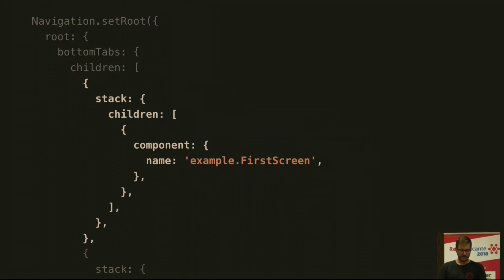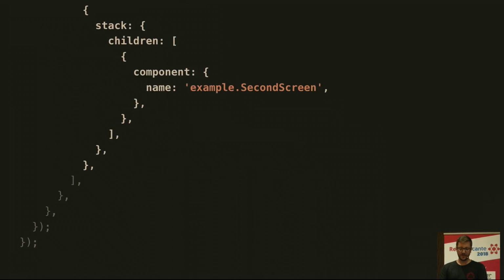Actually, we're going to do two children here. The first child will be a stack, and the stack will have one child. We're just going to put the first screen in there. And the second one will be another stack that has another screen. We don't have to use a stack for this, but usually when you have tabs, you can navigate within the tab and push some new screens on top, and then switch tabs and have an entirely different navigation stack.